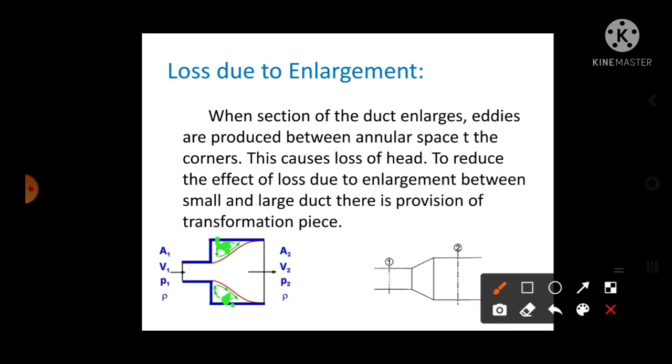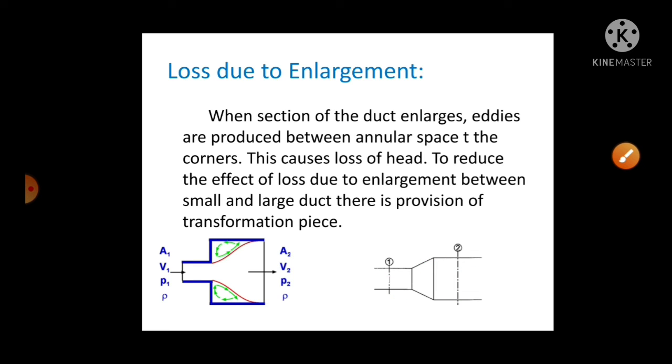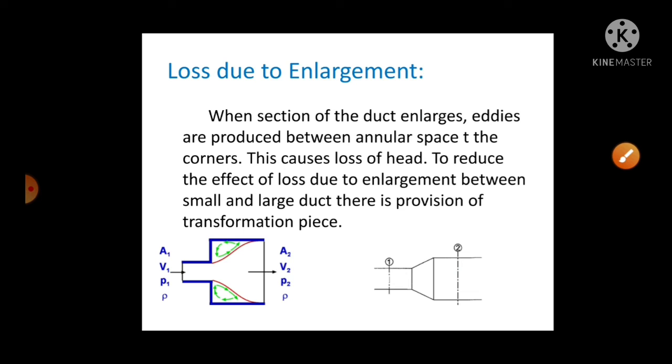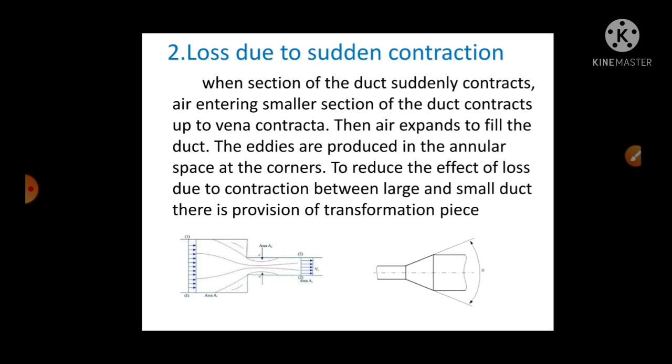To reduce the effect of loss due to enlargement between a small and large duct, there is a provision of a transformation piece. Here this is a small diameter duct and this is a large diameter duct. In between is the transformation piece, added between the small section and large section so that smooth change of the flow takes place, eddies are avoided, and losses due to enlargement are reduced.